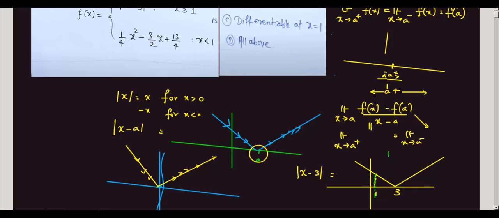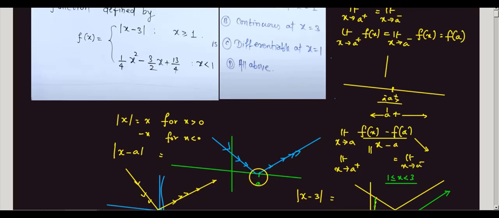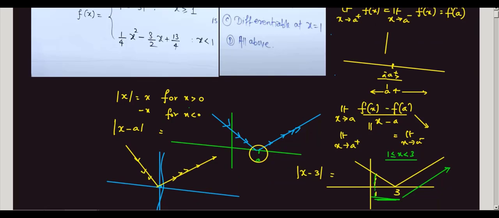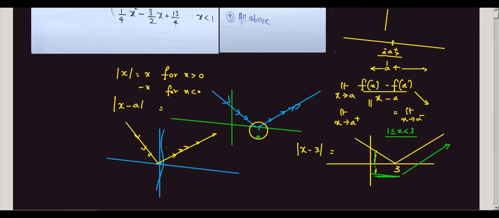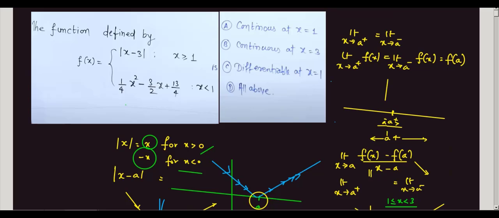So for 1 less than or equal to x less than 3, you have a negative slope. For x greater than 3, you have a positive slope. So the meaning is this: for x greater than or equal to 0, mod x equals x, and minus x for x less than 0. So it is a minus x for x less than 0, and positive x for x greater than 0. Similarly, here, x goes up to 3.